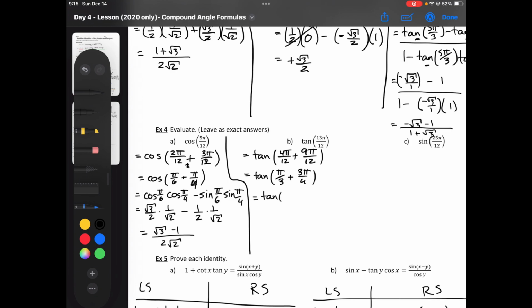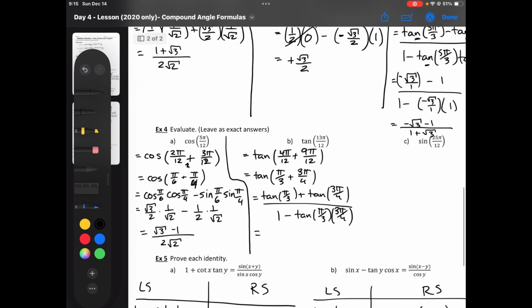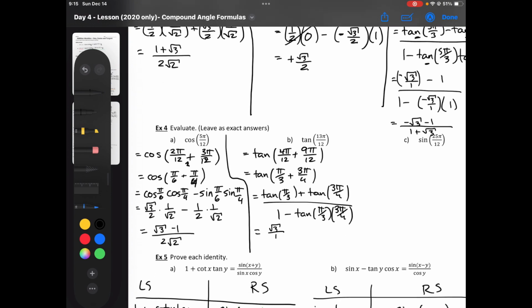So I can simplify this into tan of pi over 3 plus tan of 3 pi over 4 all over 1 minus tan pi over 3 times tan 3 pi over 4. Using my special triangles again, I've got tan of pi over 3, which is root 3 over 1. Tan of 3 pi over 4 is just 1. And 3 pi over 4 is going to be in my second quadrant, which is my sine quadrant, which is negative. So I'm adding negative 1 on top.